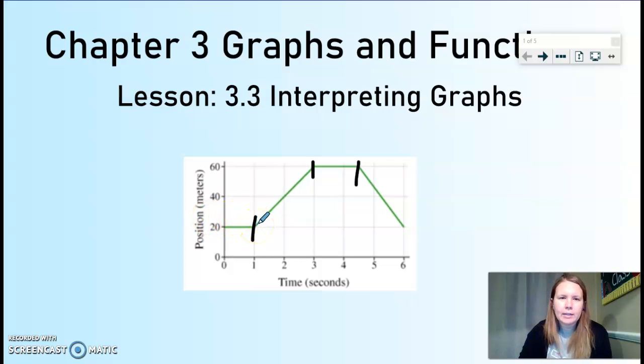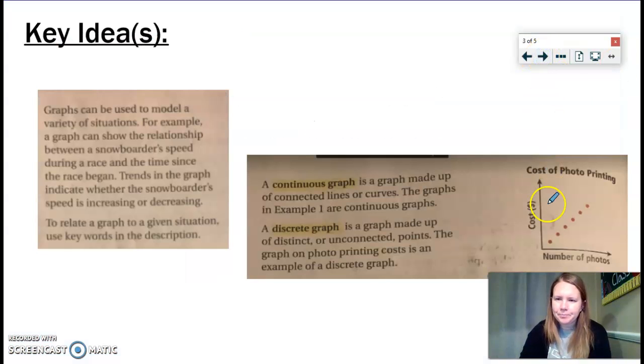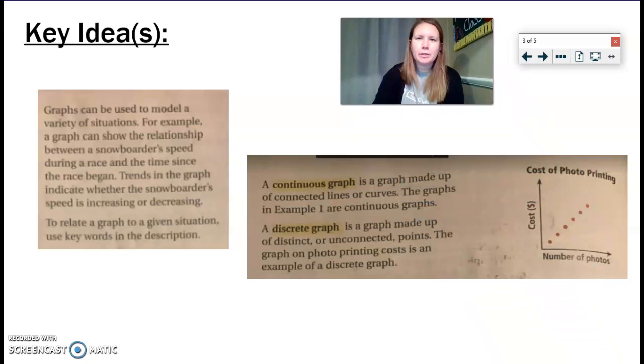Then at 1 second he starts moving, increasing, gets to distance 60, then stays there for a while. And then his speed starts decreasing as he moves back down to 20, or his position as he goes back. So that's one way to put it. That's what we're going to take a look at here first.